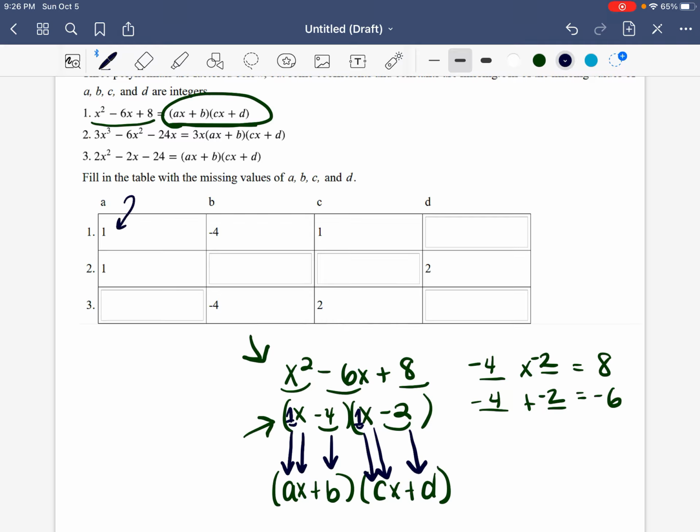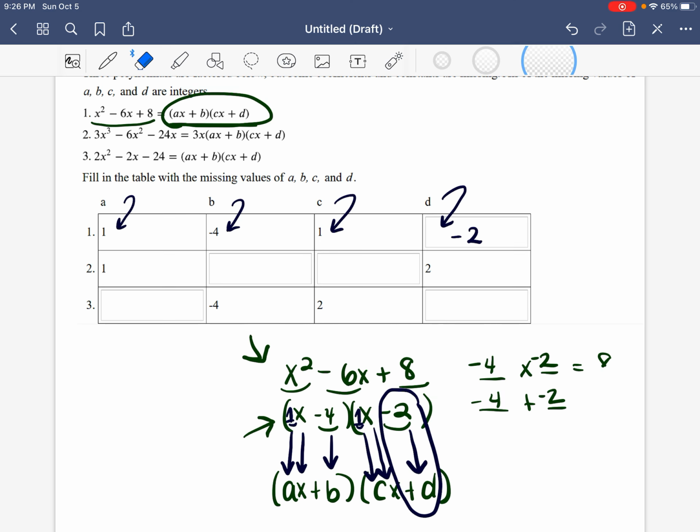So a is 1, so they already have that. B is negative 4, they already have that. C would be equal to 1, they already have that written down. And the only thing we would have to do is fill in what d was equal to, and we found that d is equal to negative 2. So we filled in the first row. Let's go ahead and move forward.